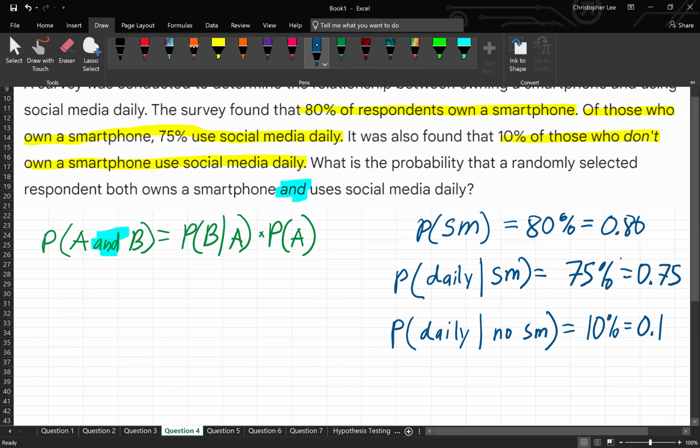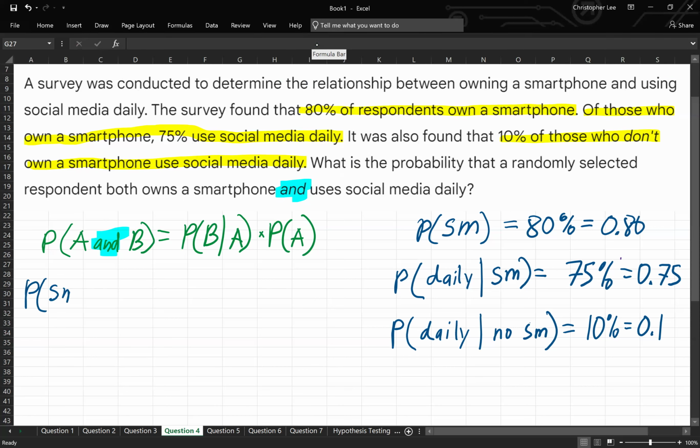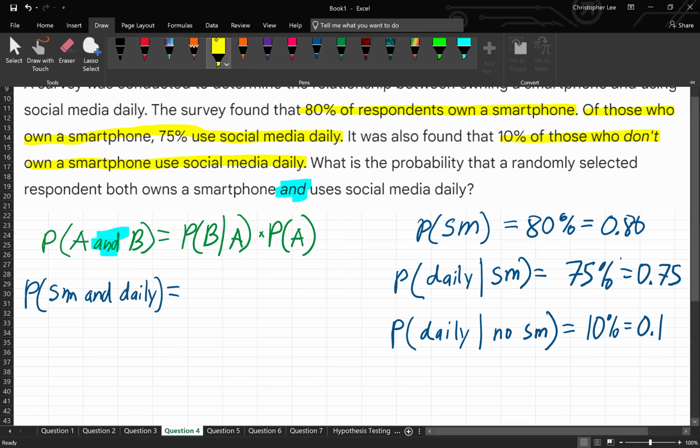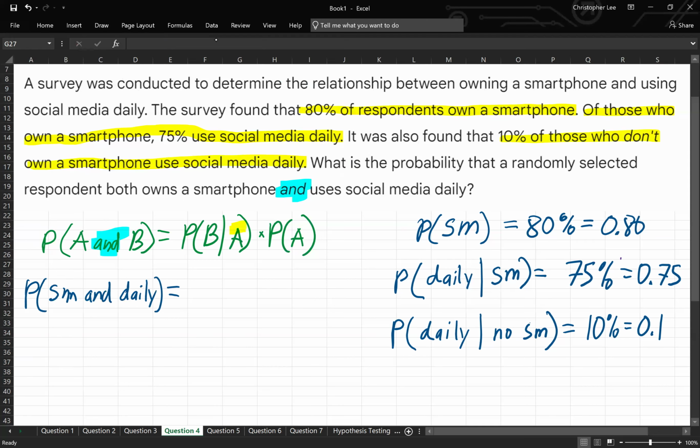Right after that, go straight back to the story. So what did they say? They want the probability of smartphone and daily, right? So what do I have? I could either use probability of daily given smartphone, or I could use probability of daily given no smartphone. But here's the trick. Whatever comes after the given is the one that stands alone by itself over there.